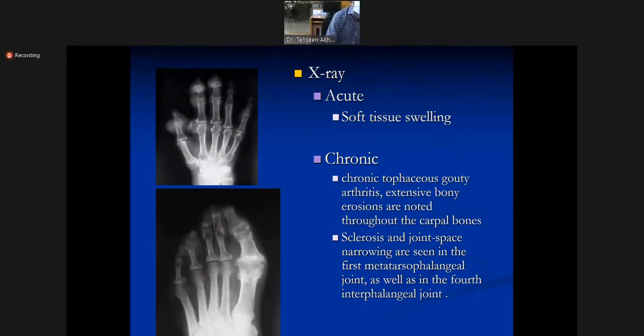We do X-rays. In acute cases, there is nothing present in the joint, but there is soft tissue swelling. But in chronic cases, you see tophus, arthritis, extensive bony erosions, and sclerosis. There is no joint space. There, joint space is present. There is no joint space.